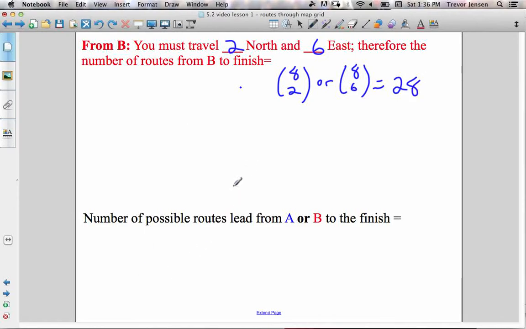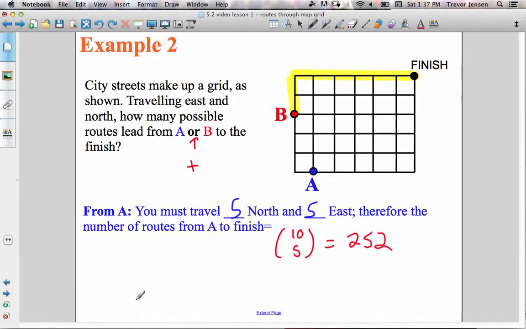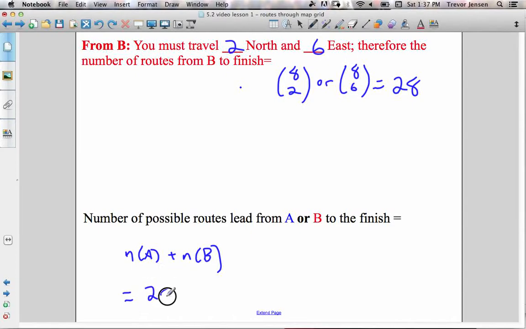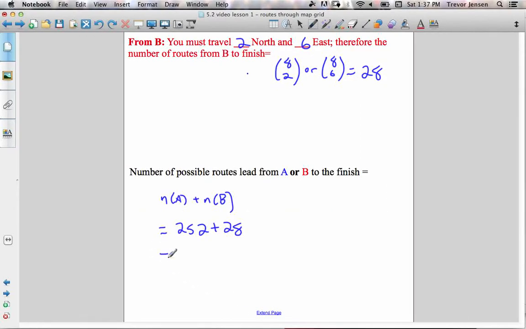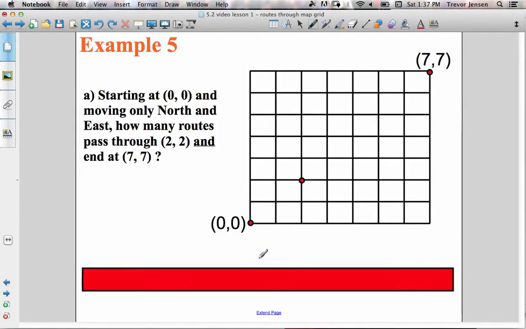So how many routes go from A or B to the finish? That equals the number of routes from A plus the number of routes from B. So we had 252 plus 28. So that gives us 280 routes that lead from A or B to the finish. Let's do one more quick problem.